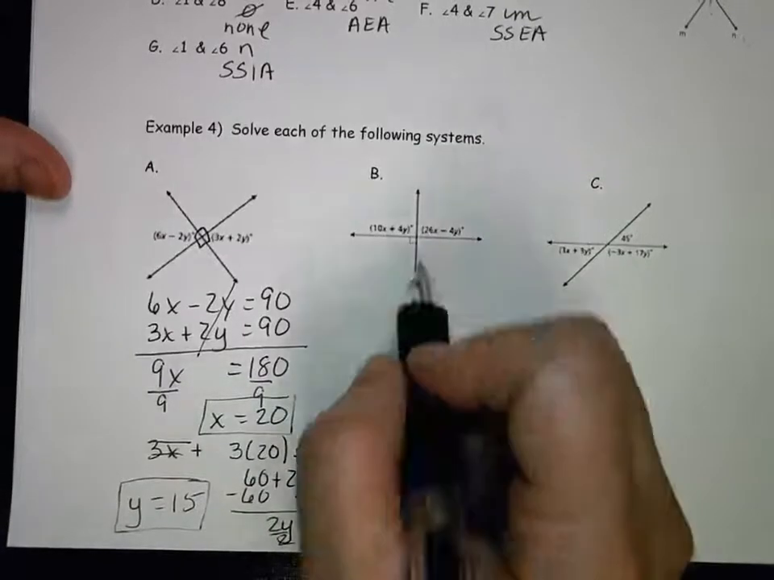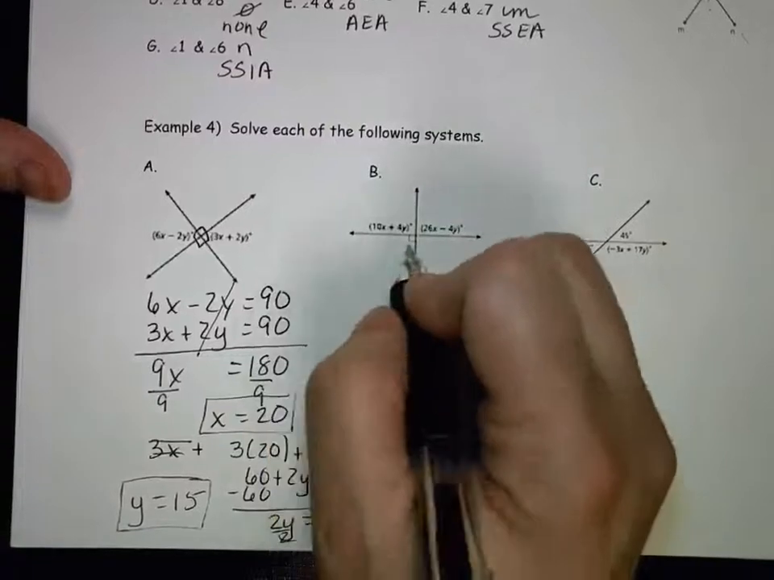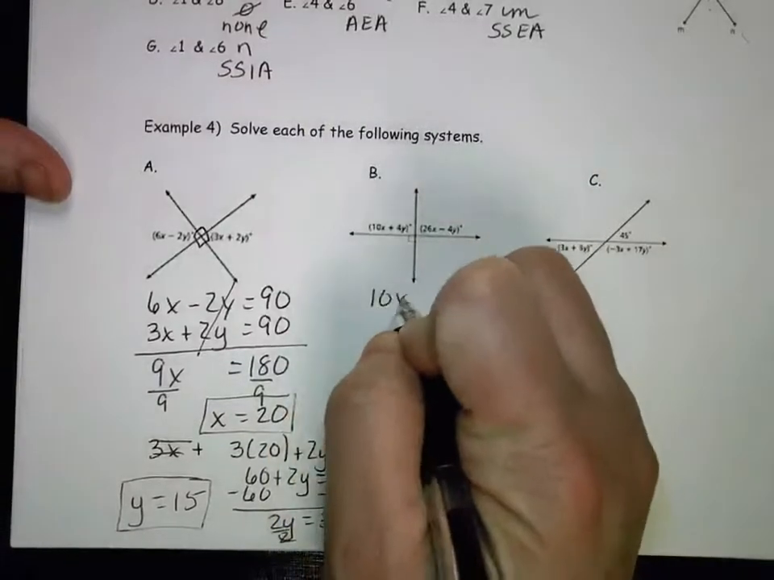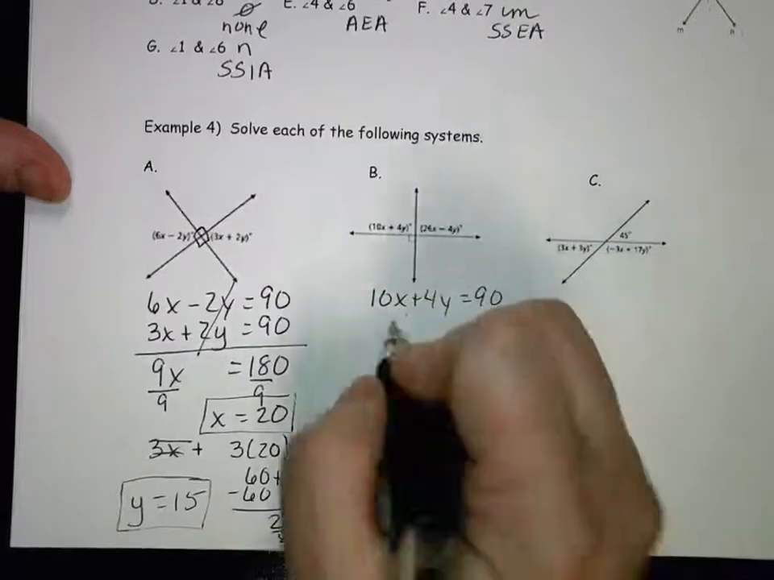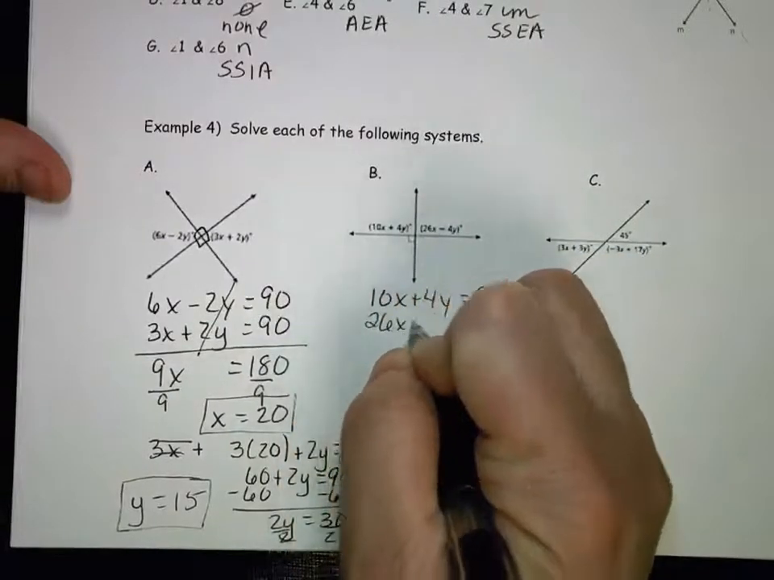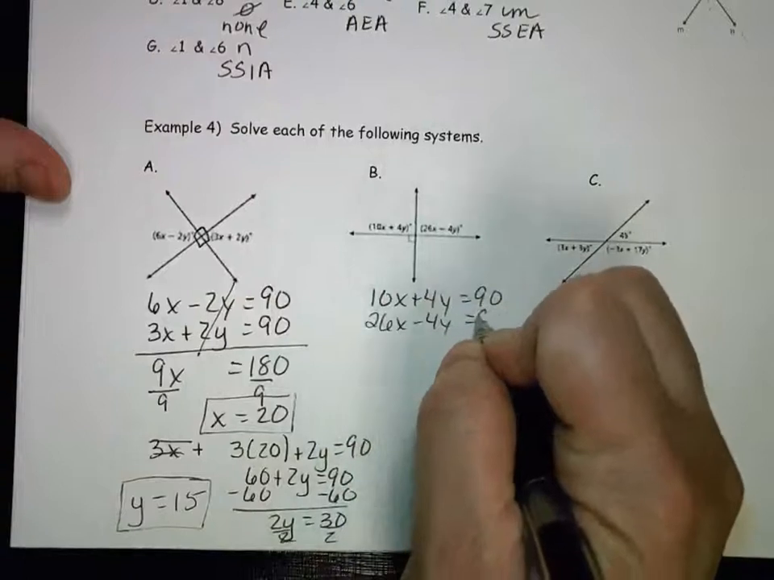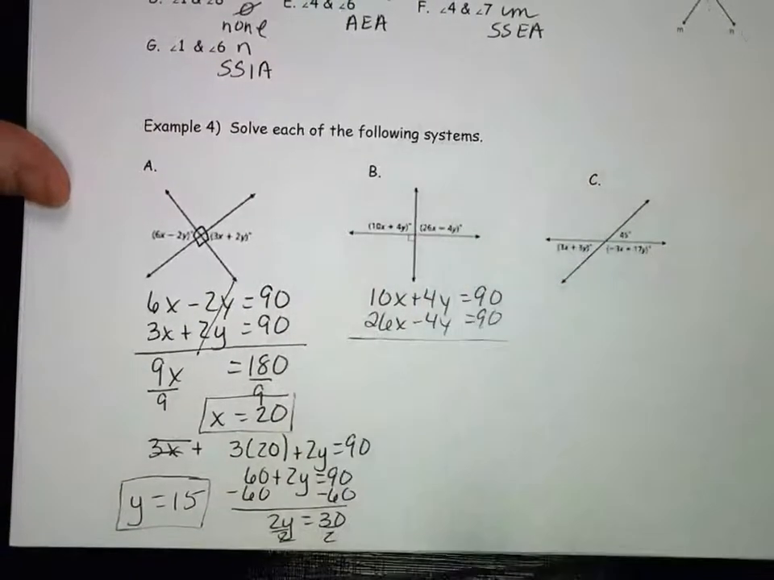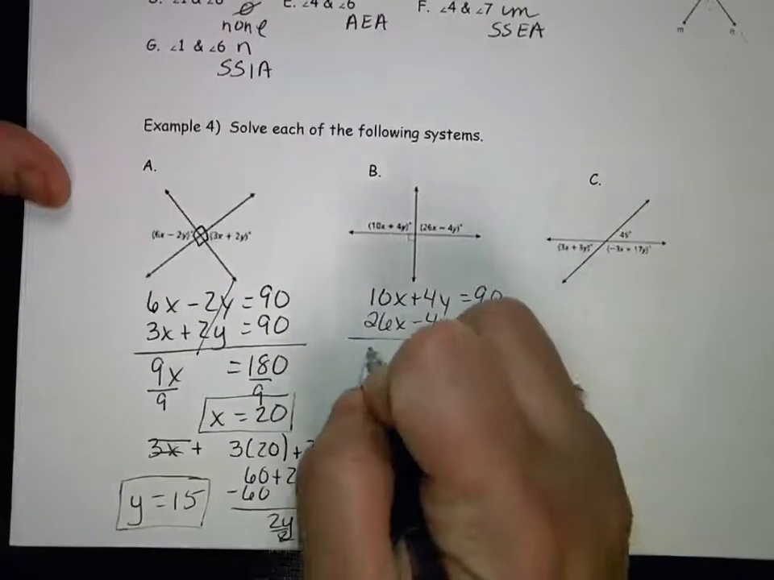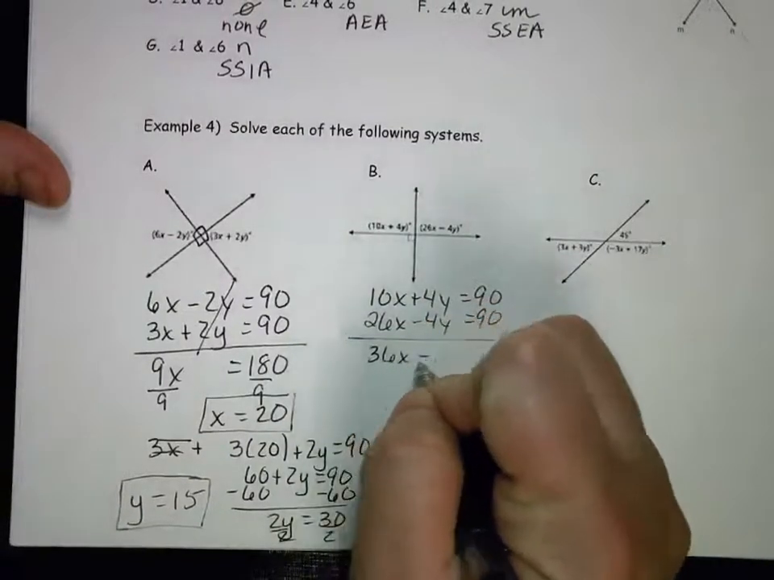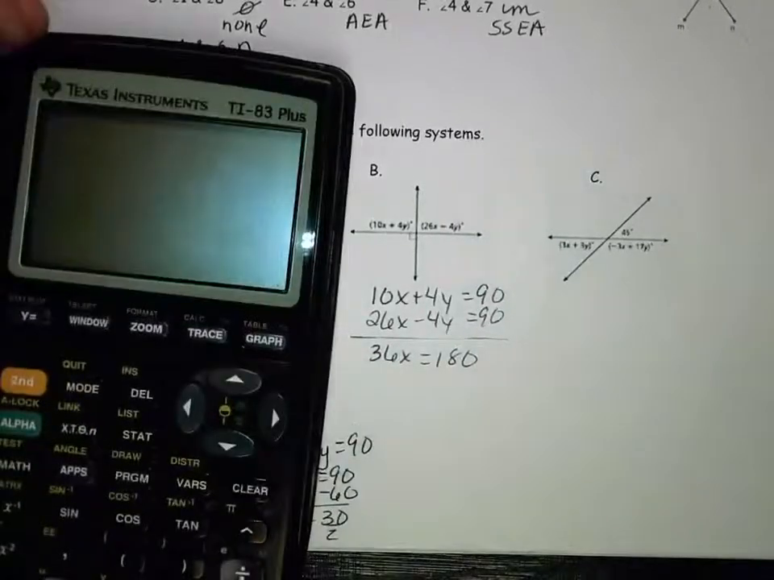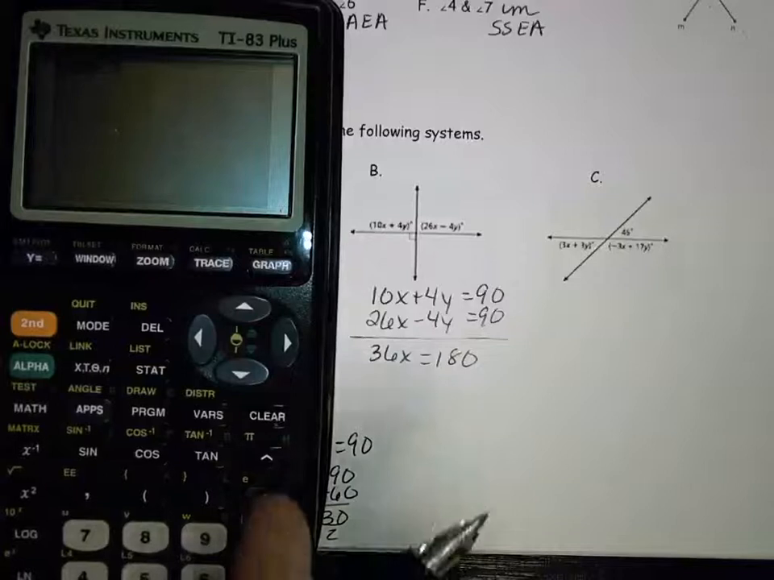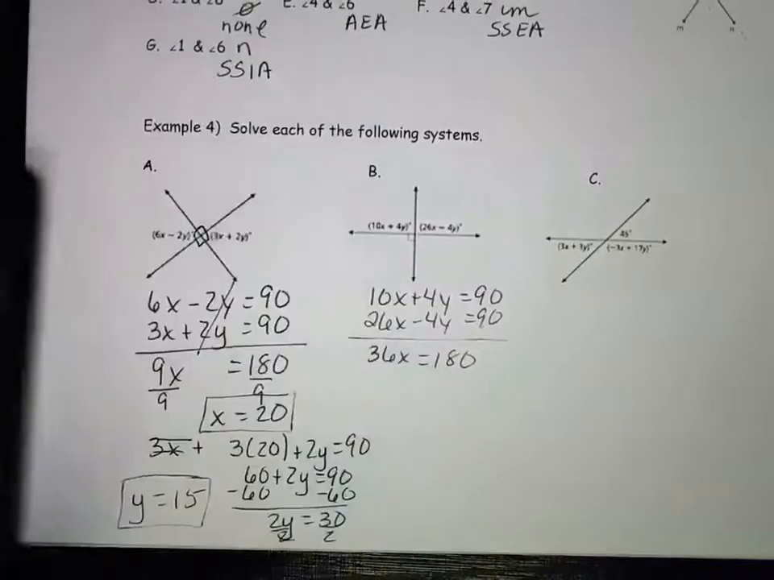Letter B, again we have a bunch of right angles, so all of those equal 90 degrees. So 10x plus 4y equals 90. 26x minus 4y equals 90. And when you add going down, you end up with 36x equals 180. 180 divided by 36 is 5.